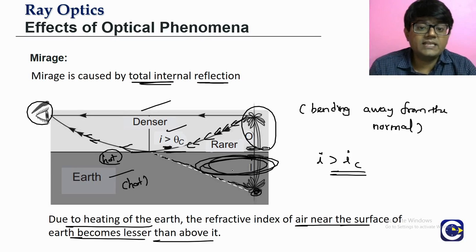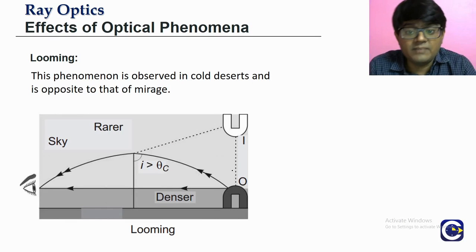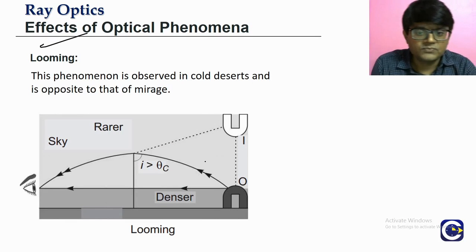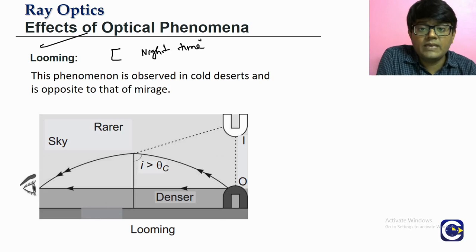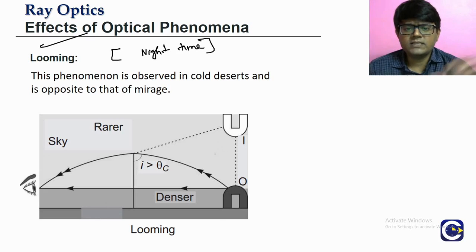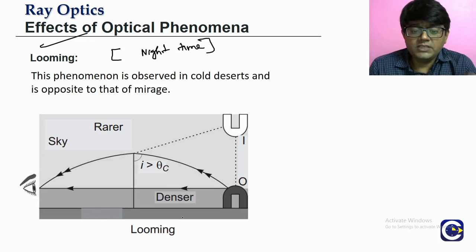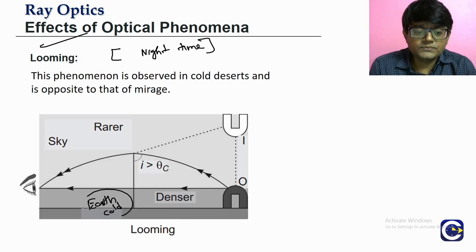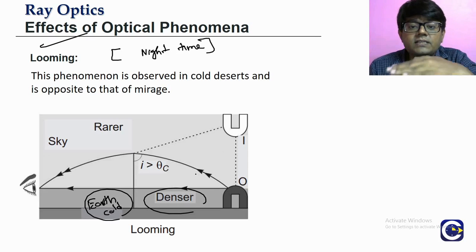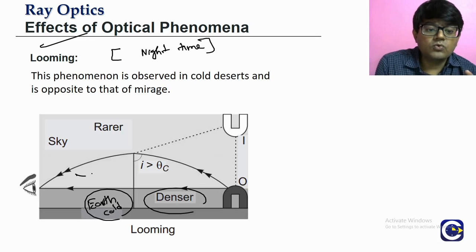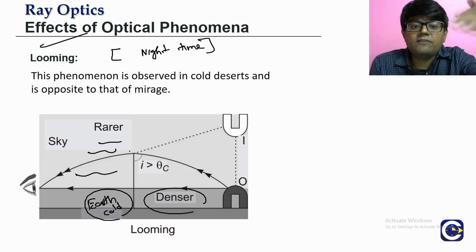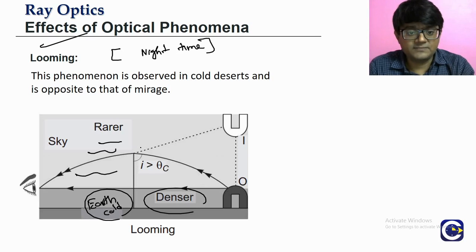Okay, now there is an exactly reverse phenomenon for the mirage formation, which we call looming. So looming generally happens in deserts during the night time. So what is this looming phenomenon? At night time, the earth will be very cool. So near the surface of the earth, the layers of the atmosphere will be denser. As you move to the upper layers, they will become what? Rarer. It is exactly the reverse.